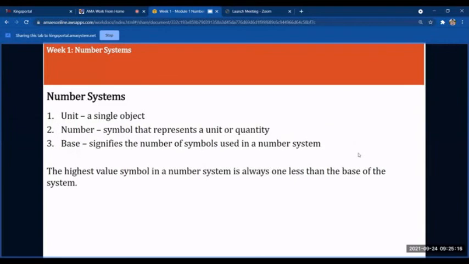So in the number system, we have different kinds of terms. We have the unit, which is a single object. Next is the number, which symbolizes or represents a unit or quantity. Then yung base natin, which signifies the number of symbols used in a number system. The highest value in a number system is always one less than the base of the system.